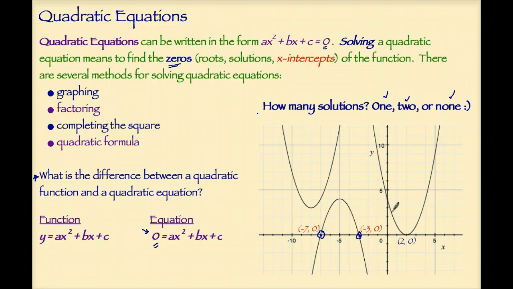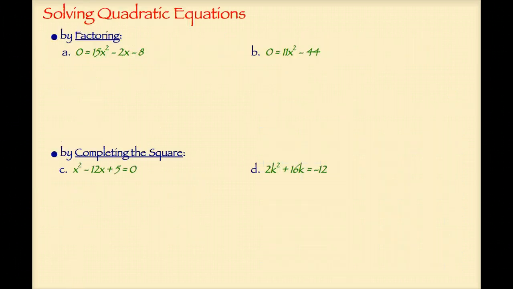But sometimes a parabola will just touch down on the x-axis, only intersecting it 1 time. In that case, the vertex would be the only solution. And there are other parabolas that don't cross the x-axis at all, which would result in imaginary solutions. Let's practice solving some quadratic equations.